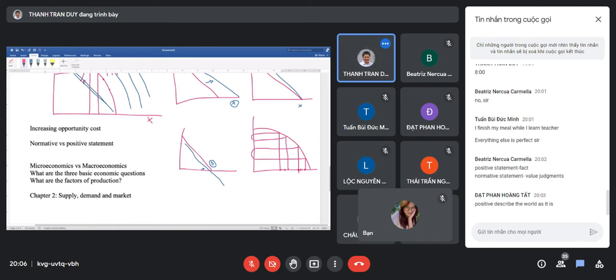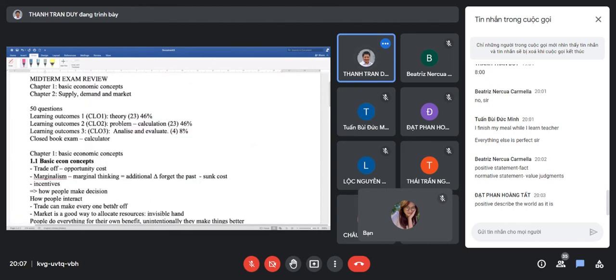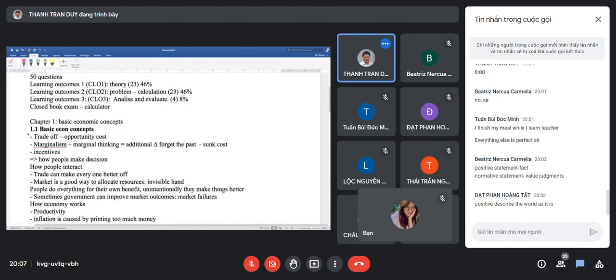Anyway, so far I have already reviewed the first chapter, right? The first chapter, basic economic concepts or introduction to economics. Any questions about the first chapter? Any questions?